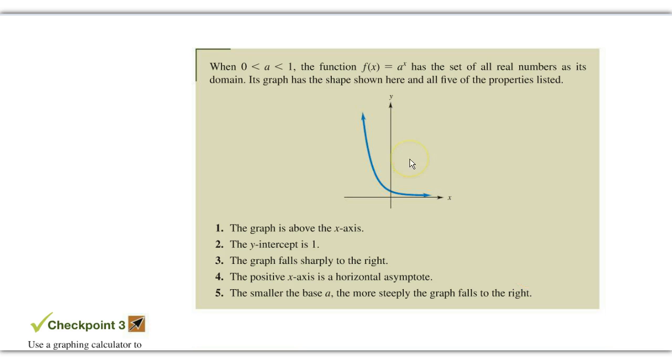So once again, if it's a fraction less than 1 but greater than 0, it will appear as a graph from this side. And again, your x-axis is your horizontal asymptote, as they say here. Okay, and as it got a smaller fraction, it would get closer to the y-axis.